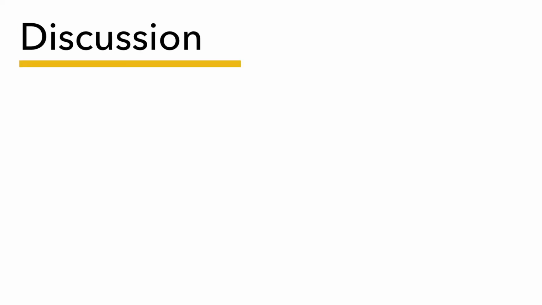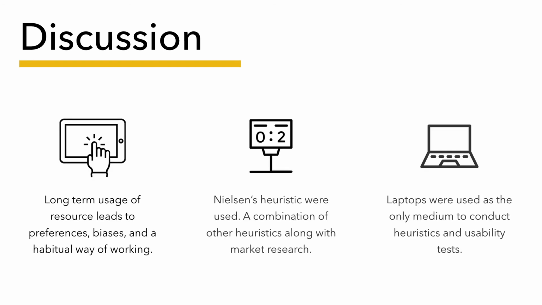During the course of our study, we interviewed and conducted tests on users who were familiar with the library website as well as people who rarely use the website. We found that users who use the library frequently have preferences, biases, and a habitual way of working. We conducted our heuristic evaluation and usability tests using Nielsen's heuristics. The other evaluation methods are Wickens' heuristics and Shneiderman's 8 golden rules.